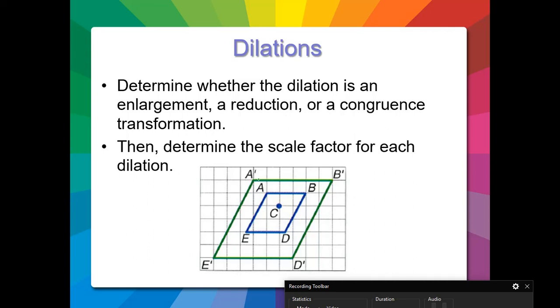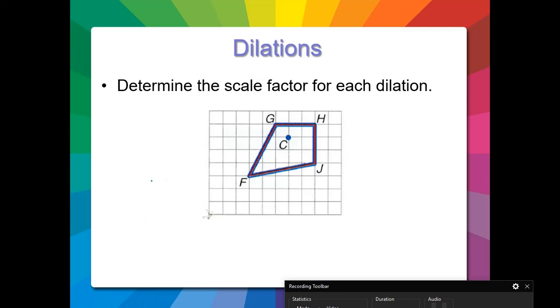If I write the ratio, though, we're going to count the blocks. There are 6 green horizontal blocks, and we're comparing it to 3 blue horizontal blocks. So if I set that up as a ratio, 6 to 3, this tells me the scale factor is 2, so it's twice as big.